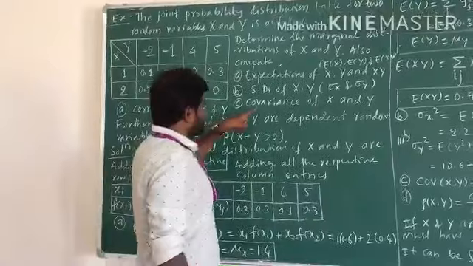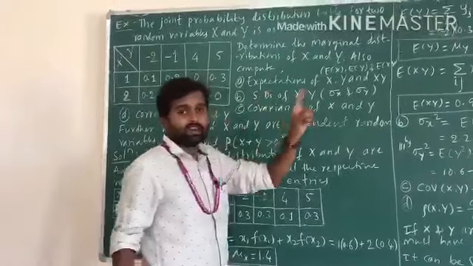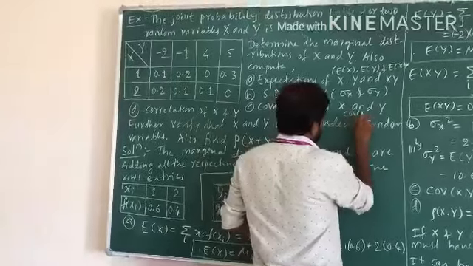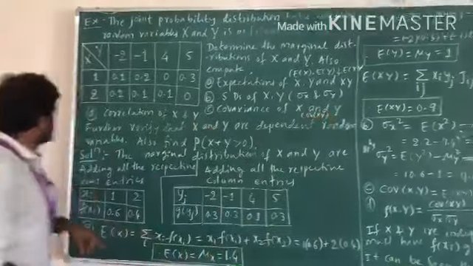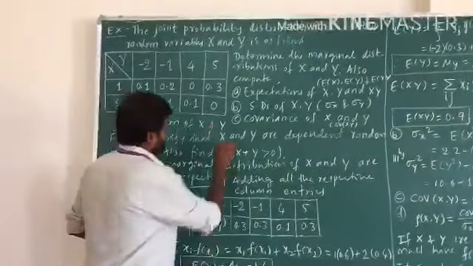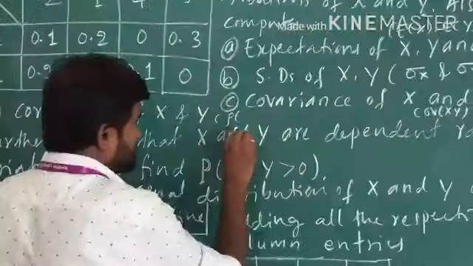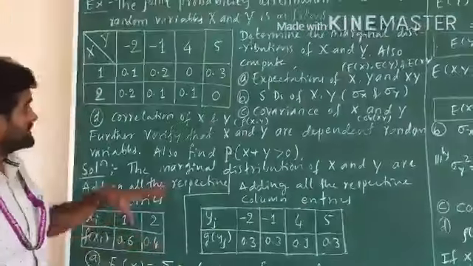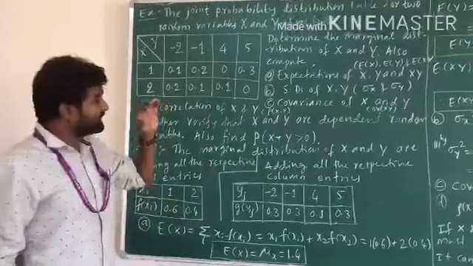Next, C is the covariance of x and y, nothing but COV of xy. Then D is the correlation of x and y, nothing but rho x comma y, right? These are the values we need to find.